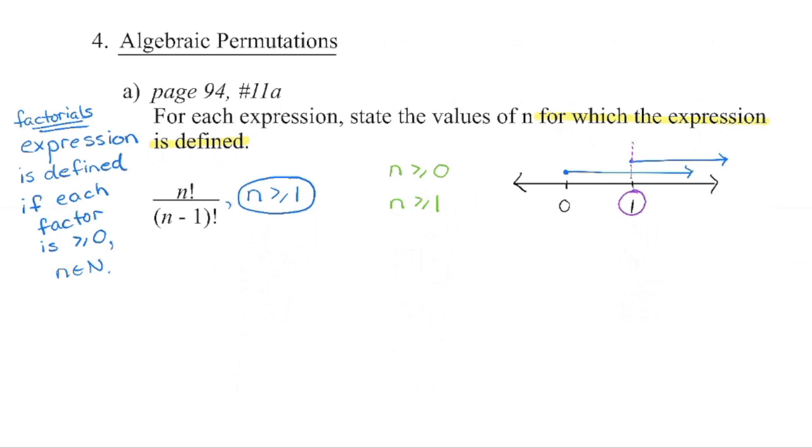So for this expression, we're going to have n must be greater than or equal to 1. And remember, the quick way of doing this is to choose your smallest factor. So this is my smallest factor. Set that greater than or equal to 0. Isolate the variable. That will give you the restriction on that expression.